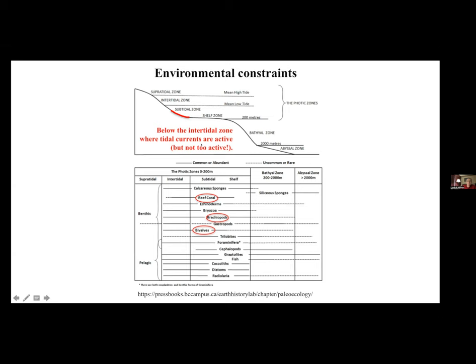And so you can see that corals and brachiopods and bivalves all fall within this regime. So it's no surprise that they seem to have recorded tidal signatures in fossil specimens of all ages.